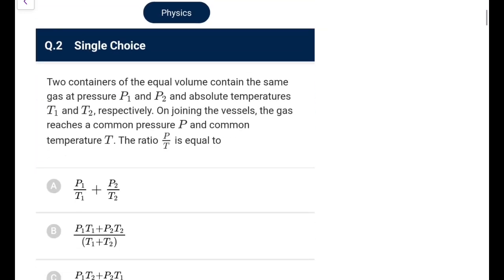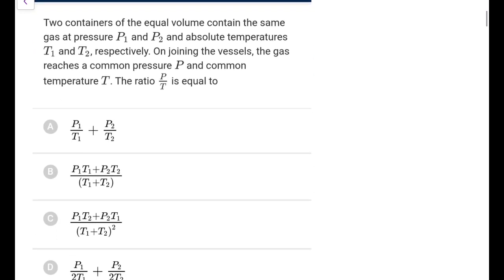Now the next one. Two containers of equal volume contain the same gas at pressures P1, P2 and absolute temperatures T1, T2 respectively. On joining the vessels, the gas reaches a common pressure. Whenever you connect two vessels the pressure becomes the same, and if there is no heating or cooling arrangement, the temperature also becomes the same. The ratio P by T is a standard question asked many times. Let's say this is the first chamber and this is the second chamber. Initially they were not connected; this was P1, T1 and volume V, and this is P2, T2 and V.